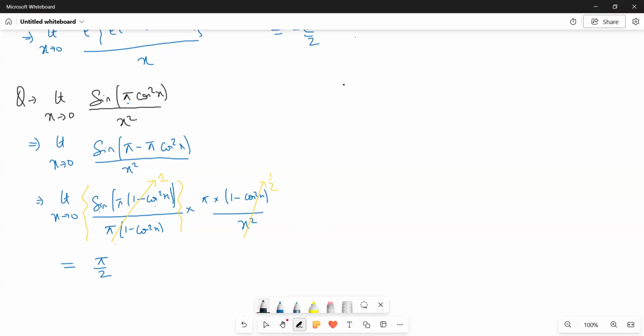Okay, next. A very similar question, just to reiterate the same fact. Suppose we have limit theta tending to 0, tan of pi cos square theta divided by sine of 2 pi sine square theta.